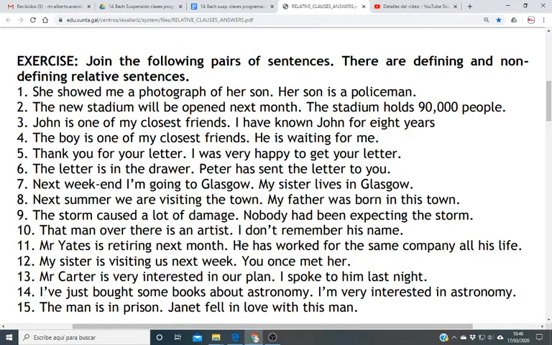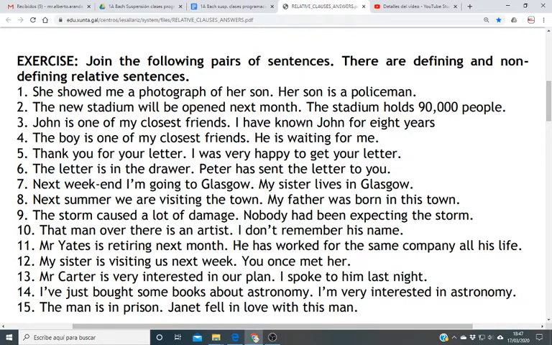We don't need to always put 2 commas in this type of sentence, only if they are in the middle of the main clause. 2. The new stadium will be open next month. Again, it makes complete sense, so the rest is extra information. We cannot use that because it's a non-defining clause, and it has to go between commas. So: the new stadium, which holds 90,000 people, will be open next month. Again, we don't repeat the stadium because the which acts as the subject already. The new stadium which holds blah, blah, blah.